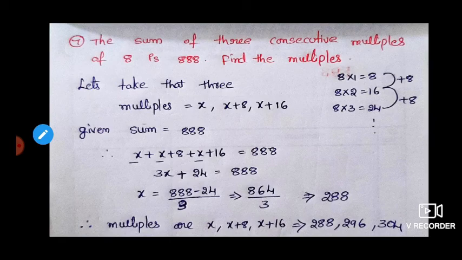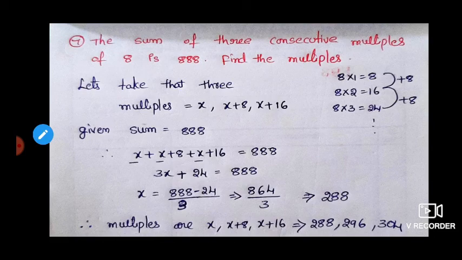So let's take the three multiples as x, x plus 8, x plus 16. Now you may have a doubt: why x plus 8 and x plus 16? Because with three continuous multiples, 8 ones are 8, and adding 8 gives 16, that is 8 twos are 16. For the next multiple, if we add 8 to 16, we get 24. Like that, adding 8 each time, we get the next continuous multiples.